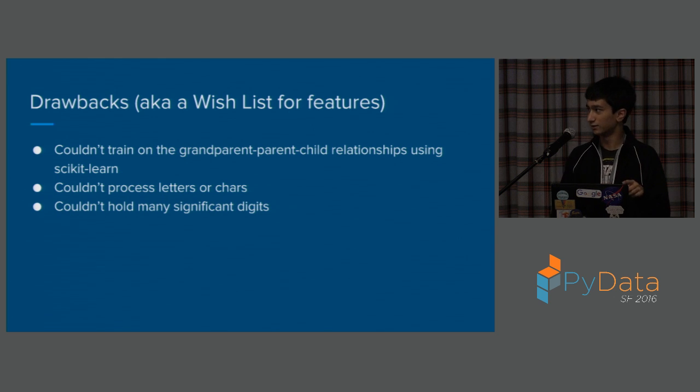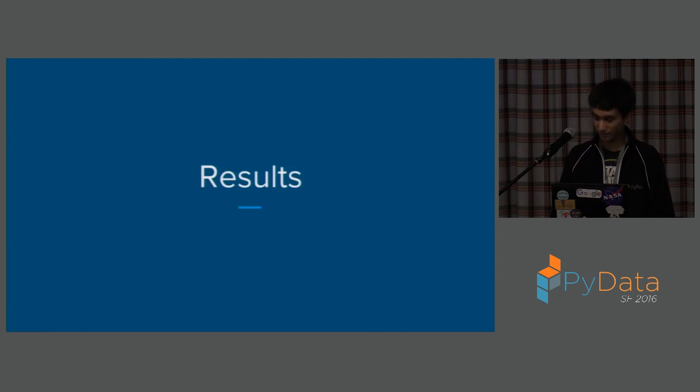But with scikit-learn, I could only go 2 generations from parent to child. So I wish I could have added that extra generation, which would have probably boosted my accuracy a bit. Also, scikit-learn couldn't take any letters or characters, and also couldn't hold that many significant digits. So let's move on to my results.